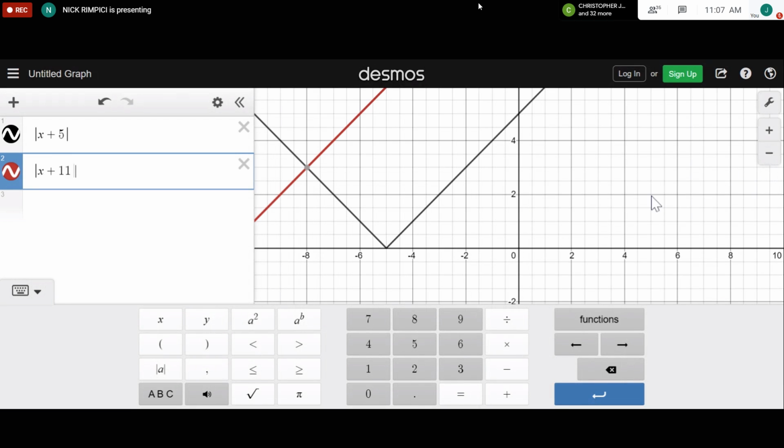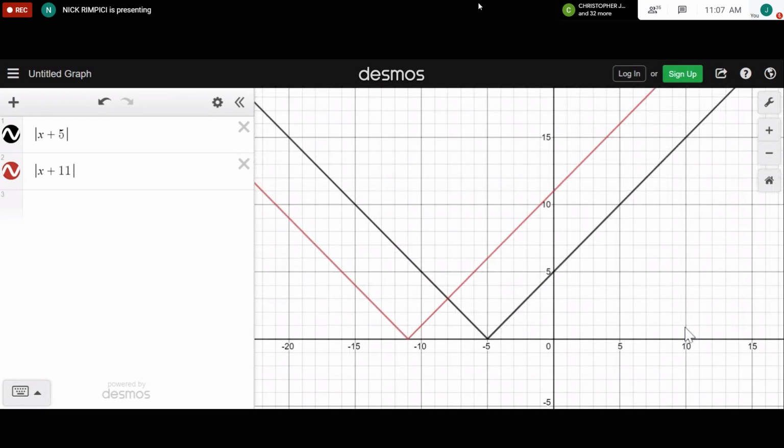I'm just going to zoom out a little bit. You can clearly see that the red graph, x plus 11, and the black one, x plus 5, are only going to intersect once, because these two lines here are parallel, so they're never going to cross. And this line and this line here are parallel, so they're never going to cross either. So the only intersection we're going to get is here.